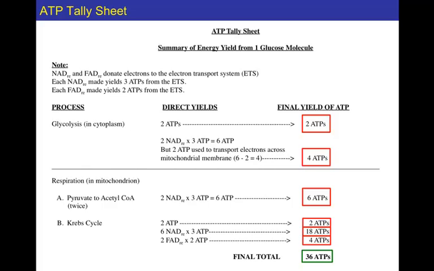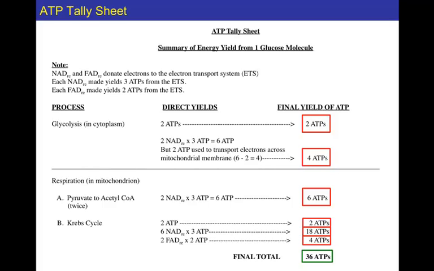the 2 from glycolysis, the 4 net gain that we get from the NAD reduced that are produced during glycolysis, the 6 ATPs from the conversion of pyruvate to acetyl-CoA, the 2 ATPs from the Krebs cycle, 18 ATPs from the NADs produced by the Krebs cycle that go into the electron transport system, and the 4 from the FADs from the electron transport system. If we add that up, we get 36 ATPs.